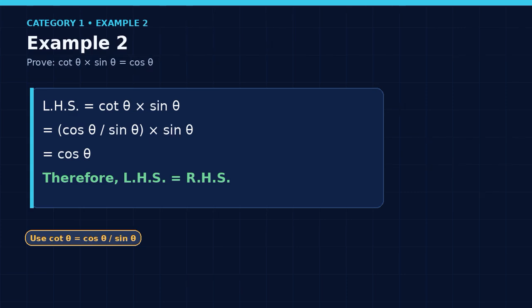Example 2. Prove that cotangent theta multiplied by sine theta equals cosine theta. Replace cotangent theta by cosine theta over sine theta. We get cosine theta over sine theta multiplied by sine theta, which equals cosine theta. Therefore, the left-hand side equals the right-hand side and the identity is proved.